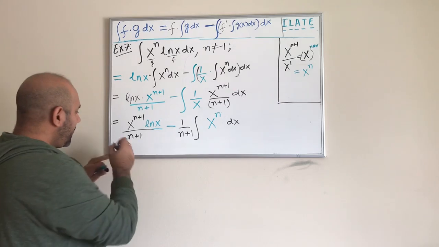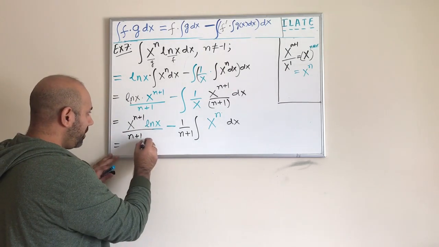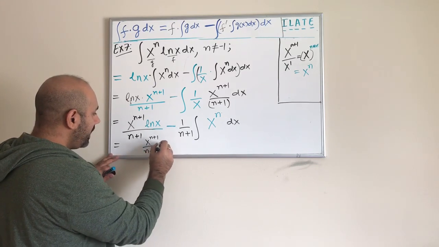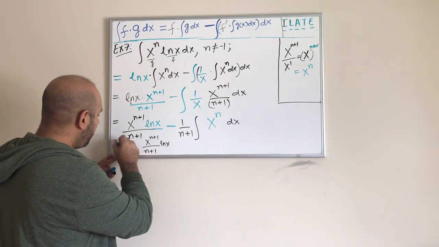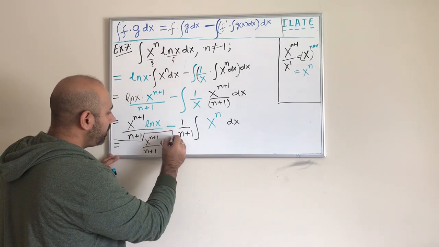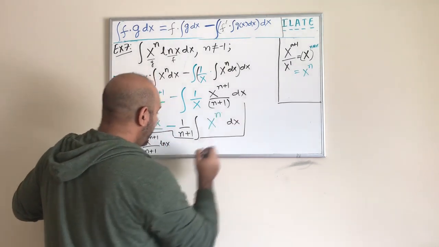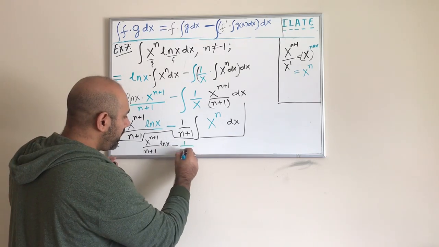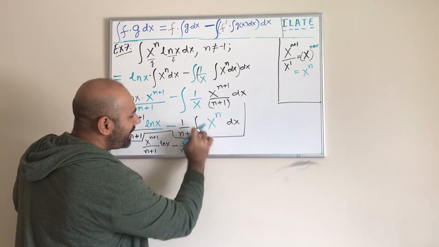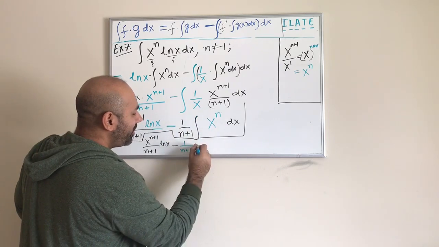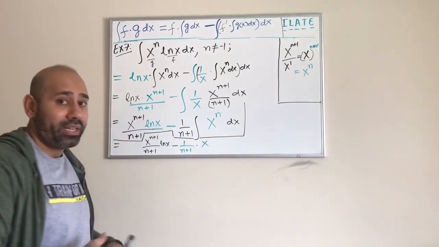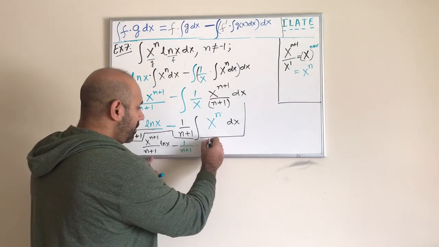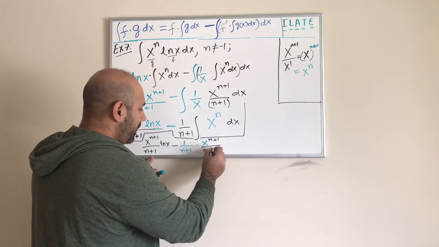Guys, this guy is not going to change, so I'm just going to rewrite this. I think we'll have enough space to squeeze this in. ln of x, that is done. So let's make sure we don't confuse ourselves. And then minus, guys, this guy, not too complicated, there's 1 over n plus 1 already. And then we just have to write the integral of x to the power n. We know the integral of x to the power n is simply, using the basic power rule for integrals, x to the power n plus 1 divided by n plus 1, right?